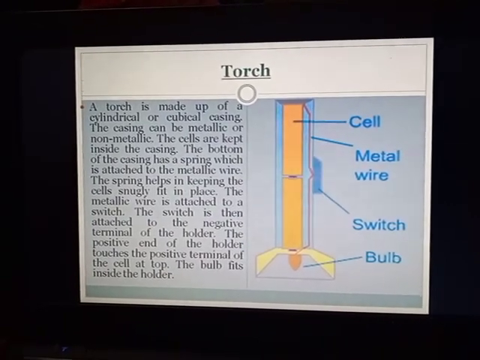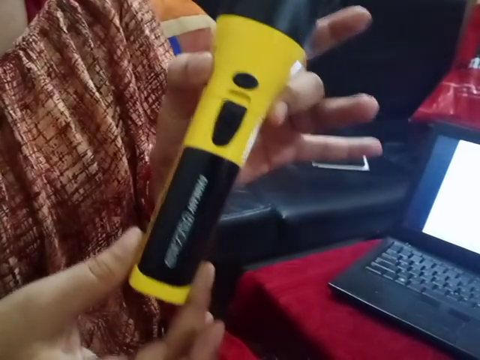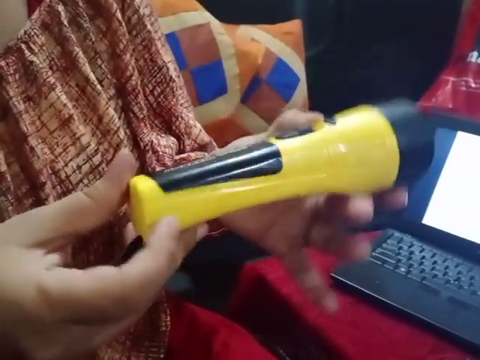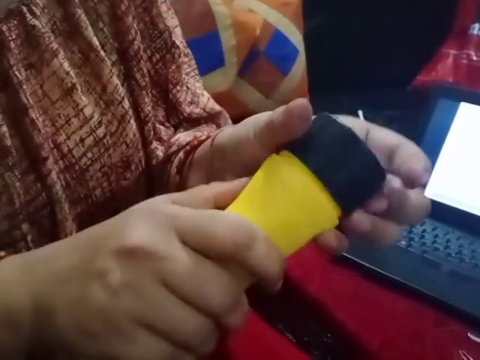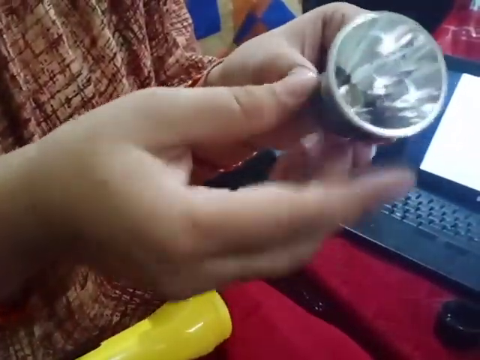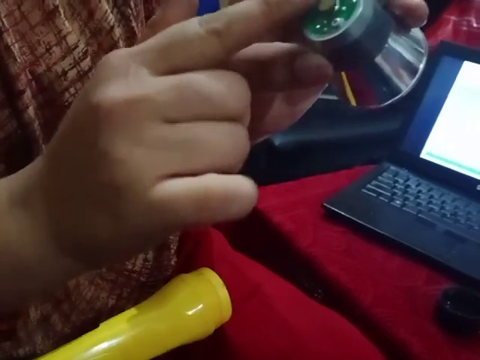Now I will show you a torch. So students, this is a torch. This is the switch of a torch. Now I will show you the whole structure of this torch. When I open this torch, here you will see a reflector of a torch. It will reflect the light. I am using an LED torch. Here these are the terminals.